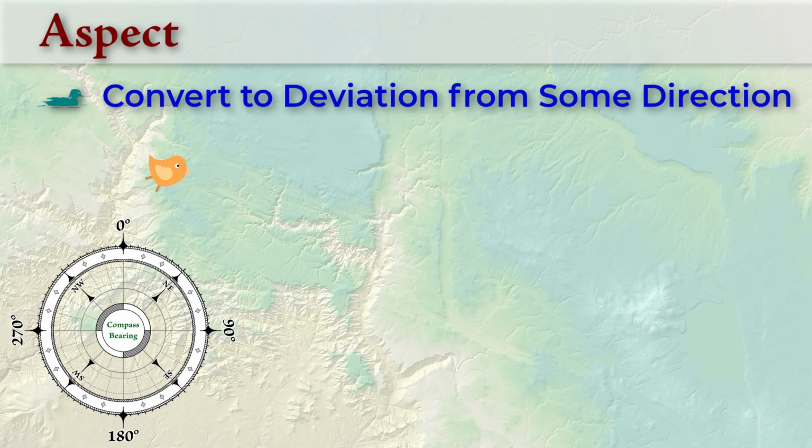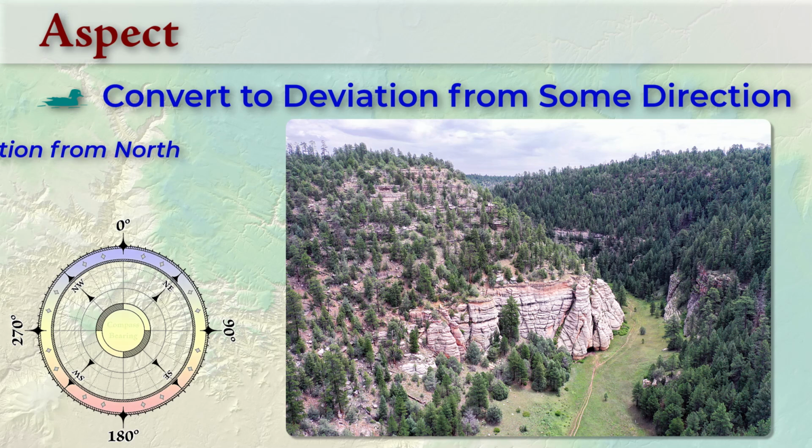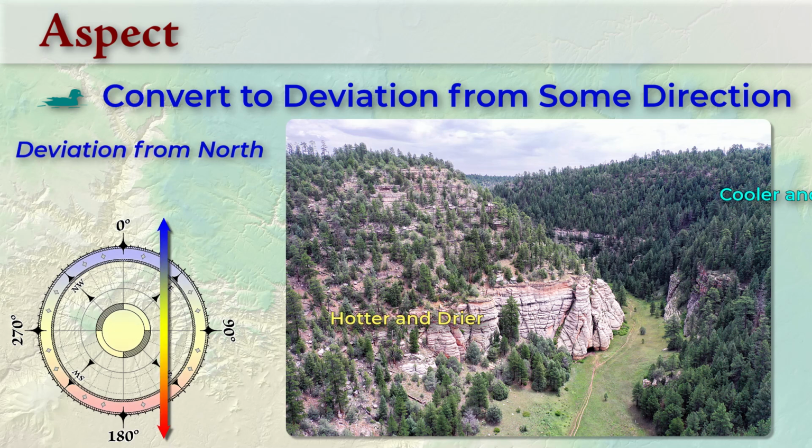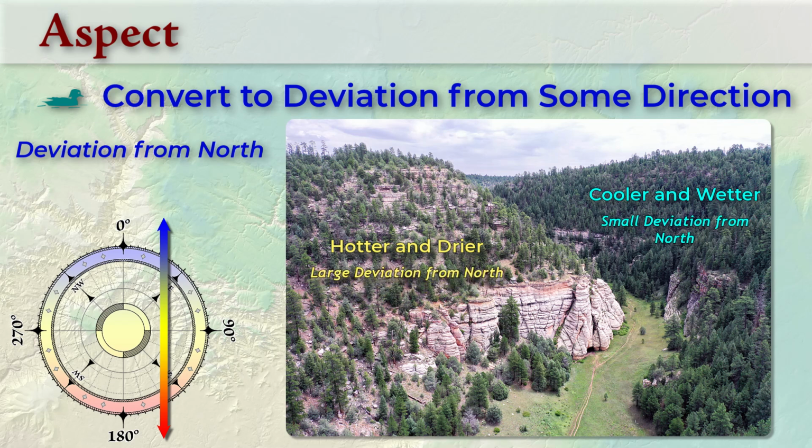Sometimes we don't care so much about the exact direction as much as we care about how it deviates from some particular bearing. This phenomenon of north versus south-facing slopes with different microclimates on either side of the canyon or mountain is one example. The main driver of the moisture, temperature, and microclimate seems to be how much the landscape direction deviates from north.